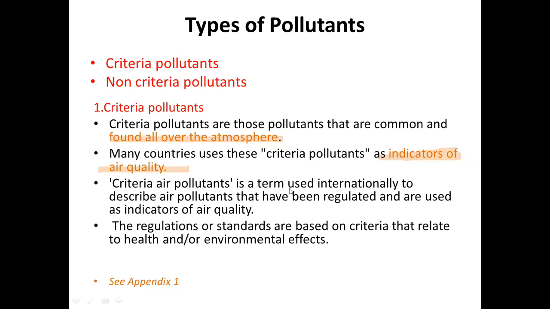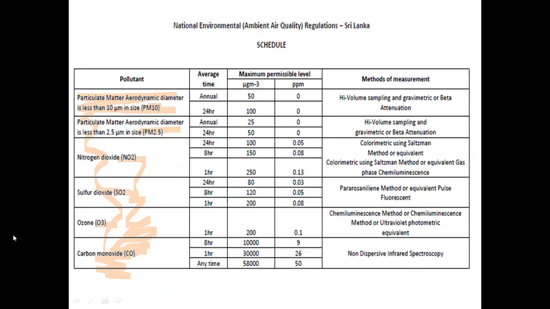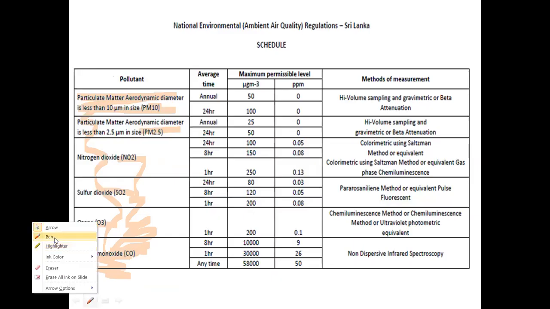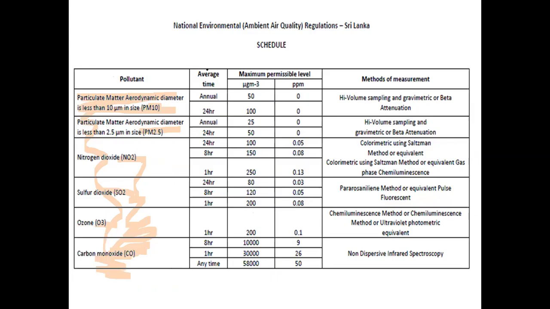A criteria air pollutant is a term used internationally to describe air pollutants that have been regulated and are used as indicators of the air quality. The regulation or standards are based on criteria that relate to health and environmental effects. So when you see this, you may be confused. What are these things? Let's see what they are here.